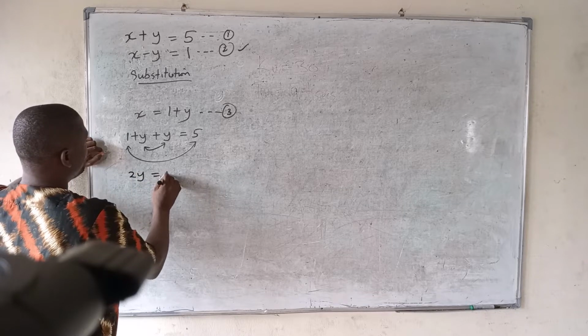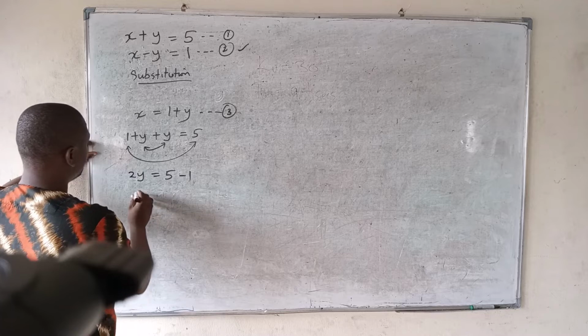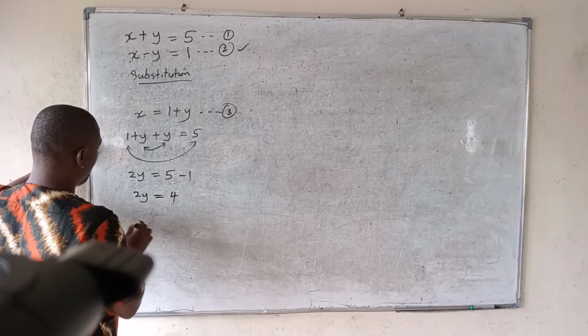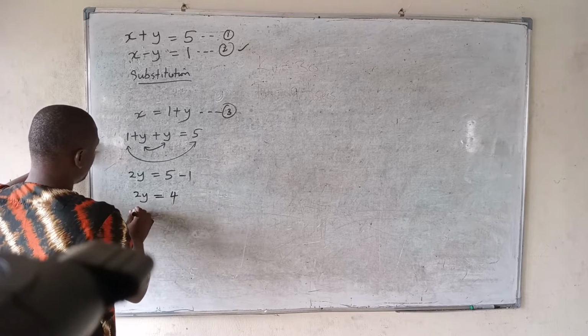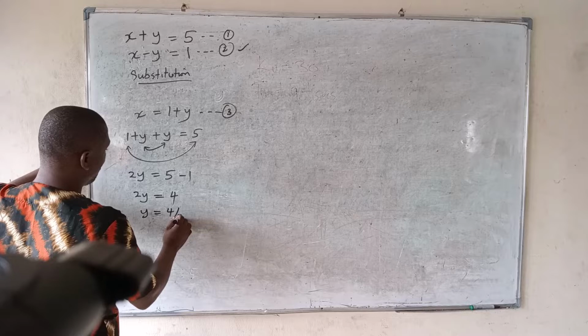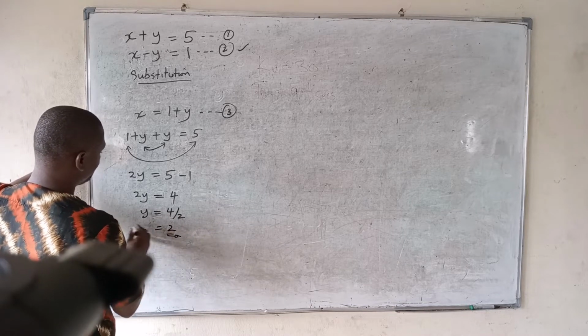2y will be equal to 5 minus 1, because when 1 crosses over, it becomes minus 1. So we now have 2y equal to 4, meaning that y is the same as 4 over 2, which is 2.